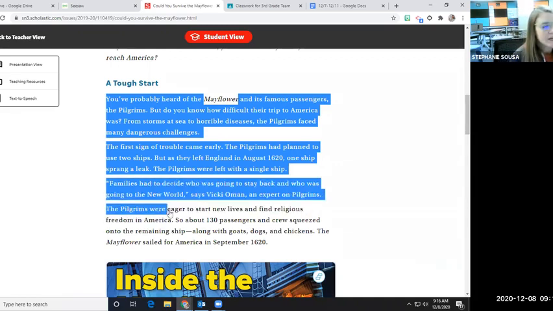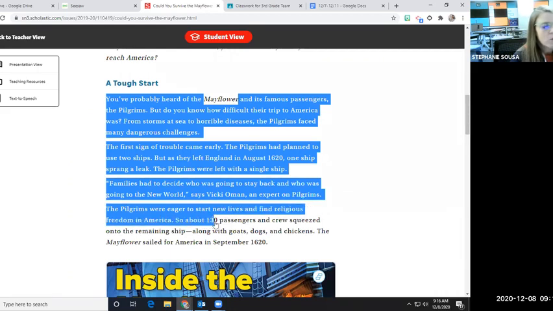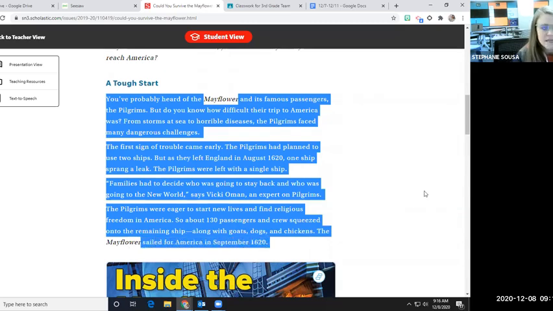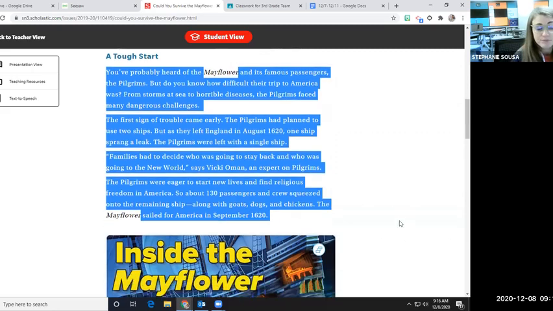The Pilgrims were eager to start new lives and find religious freedom in America. So about 130 passengers and crew squeezed onto the remaining ship, along with goats, dogs, and chickens. The Mayflower sailed for America in September of 1620. So that is 400 years and 3 months ago.